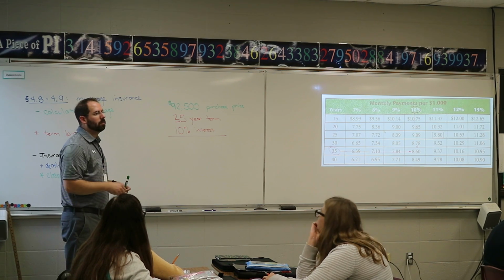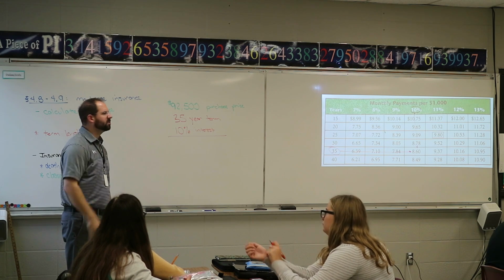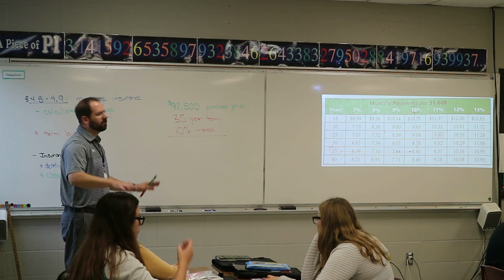They'll give you the price of the home. So $92,500. They'll say maybe one of the homes is 35 grand. Maybe one of the homes is 150 grand. They'll give you different prices on homes.